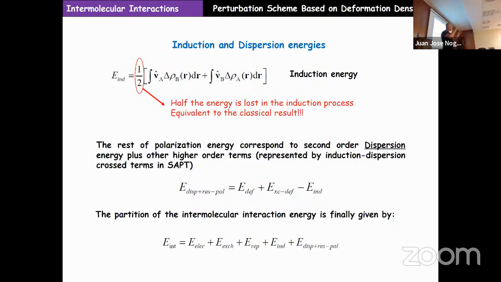If my interaction is weak, and second order perturbation theory describes the interaction well, I can safely say that this is dispersion, because polarization is induction plus dispersion. But if I have a stronger interaction, this rest includes higher order terms. Well, this is the partition we have finally here, with the exchange and the repulsion, the Pauli exchange.